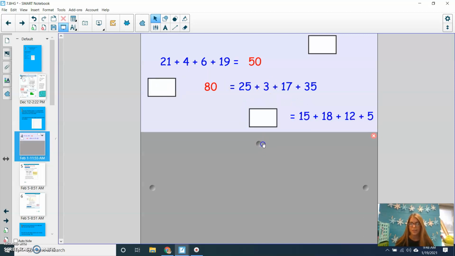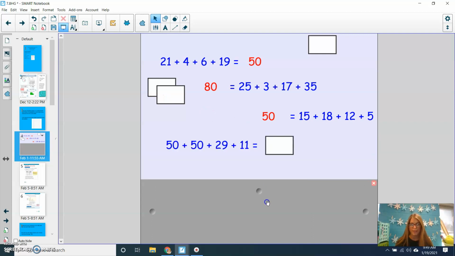Here's another one. We have 15 plus 18 plus 12 plus 5. Press pause and play when you're ready to check. All right, for this one, I know if I added 5 more to 15, I would have 20. And if I added 2 to 18, I would be at 20. Plus another 10, I would be at 30. So 30 plus 20 would bring me to 50.